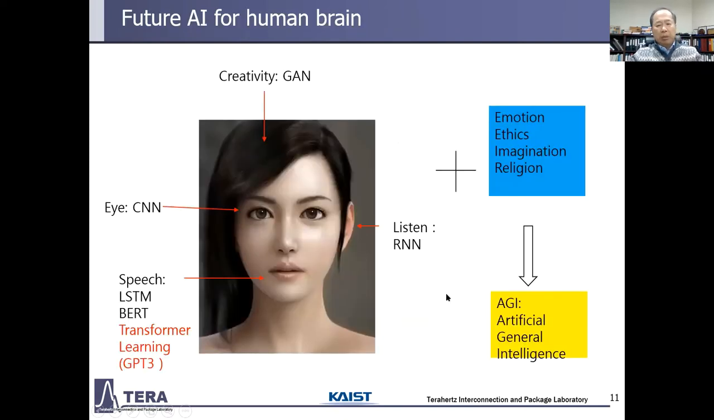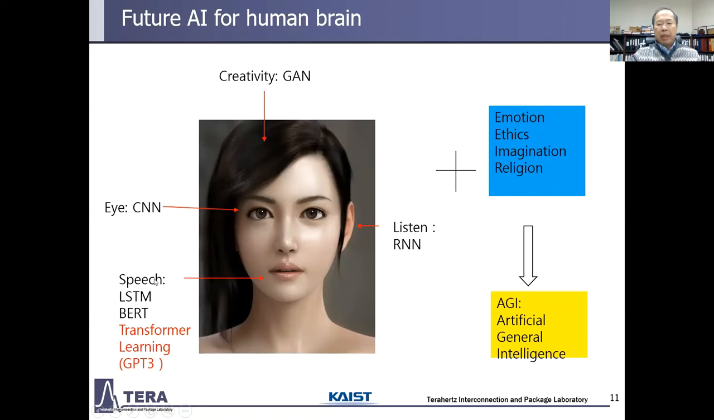Let me briefly talk about the future direction of artificial intelligence. At this moment, we have many different types of neural network. One of them is called the convolutional neural network that resembles the eye. It recognizes objects in pictures and movies. And then sometimes we use LSTM, BERT, or transfer learning to represent the speech capability of human beings. So this AI, machine learning, can listen, watch, and speak.